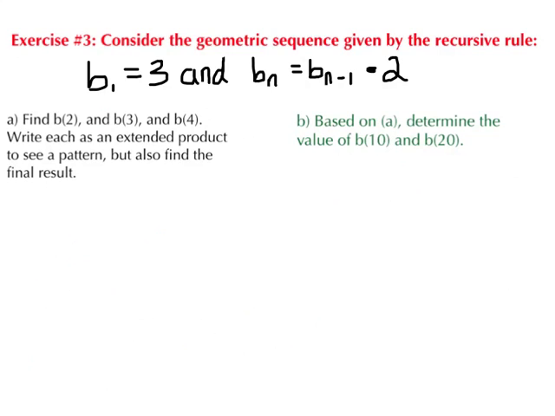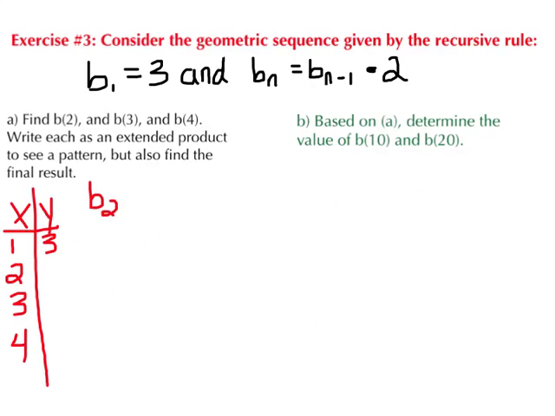Exercise number 3. Consider the geometric sequence given by the recursive rule. A. Find b sub 2, b sub 3, and b sub 4. Write each as an extended product to see a pattern, but also find the final result. So the first thing I'm going to do, like always, is draw my table in for organization. I have term 1, term 2, term 3, term 4. Term 1, they tell me, is 3. Now I'm going to use this formula to continue to find b sub 2, 3, and 4 using the recursive formula. So I'm looking for b sub 2. So I'm going to have b sub 2 minus 1 times 2. 2 minus 1 is b sub 1 times 2. b sub 1 is 3, so 3 times 2 is going to give me 6.